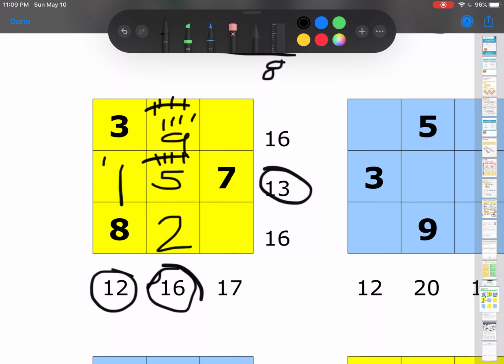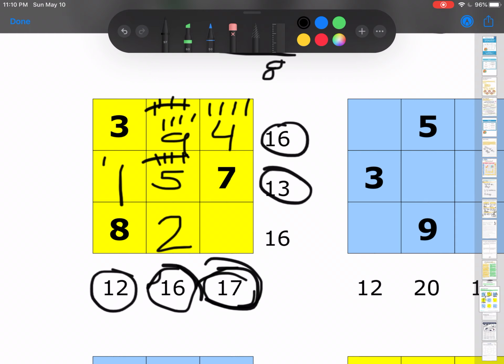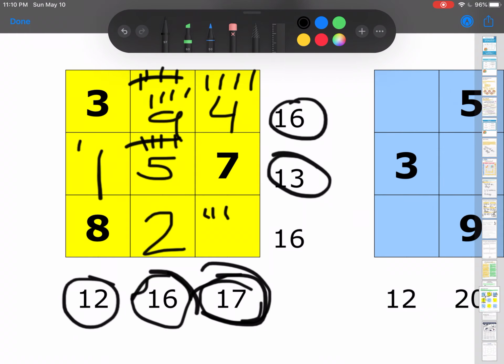That's a 9 here. 3 plus 9, 9, 10, 11, 12. I need to get to 16. 13, 14, 15, 16. That's a 4 here. And I could do 4 plus 7. So 7, 8, 9, 10, 11. And I need to get to 17, 11, 12, 13, 14, 15, 16, 17. That's a 6 here. And if I want to check my work, I could see 8 plus 2, that's 10, plus 6 more is 16.